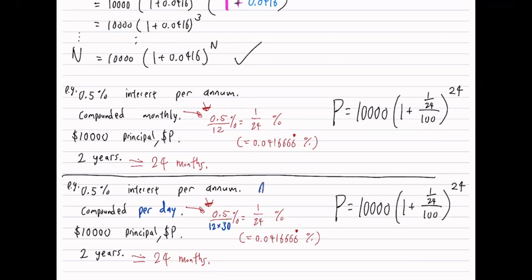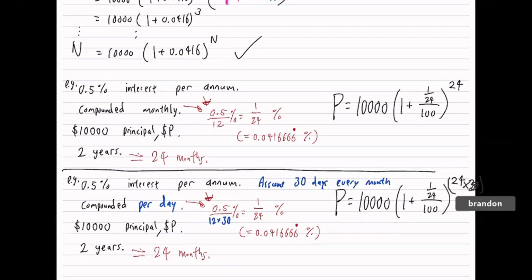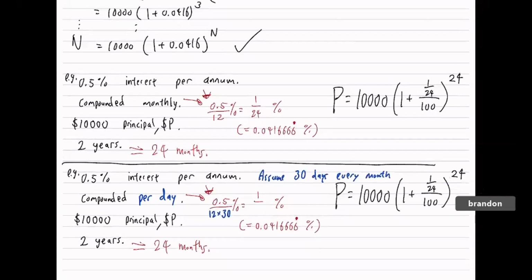Let's just assume 30 days every month. We will undercount it, but never mind. It's close enough. Then what will you get? It's not 1 over 24 anymore. It's 1 over 720, right? And this also to the power of 720. Maybe I'll just change accordingly.